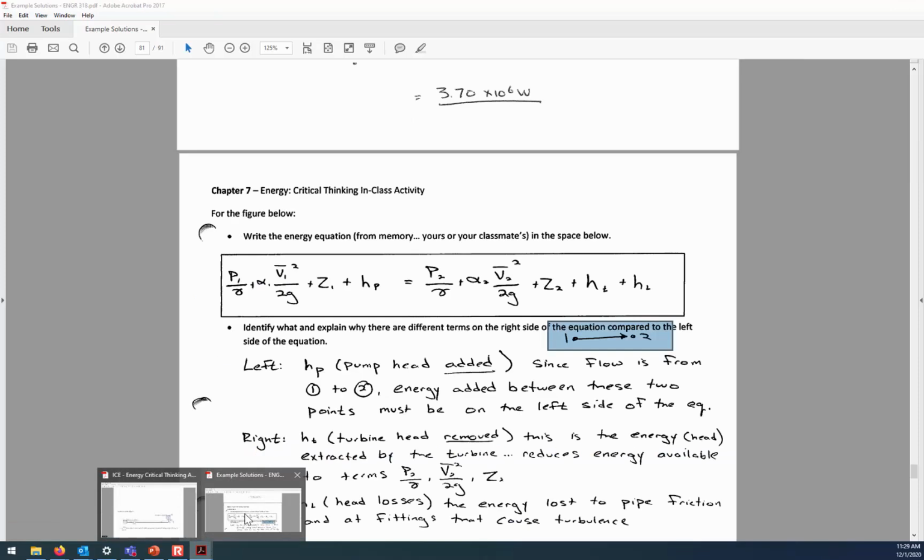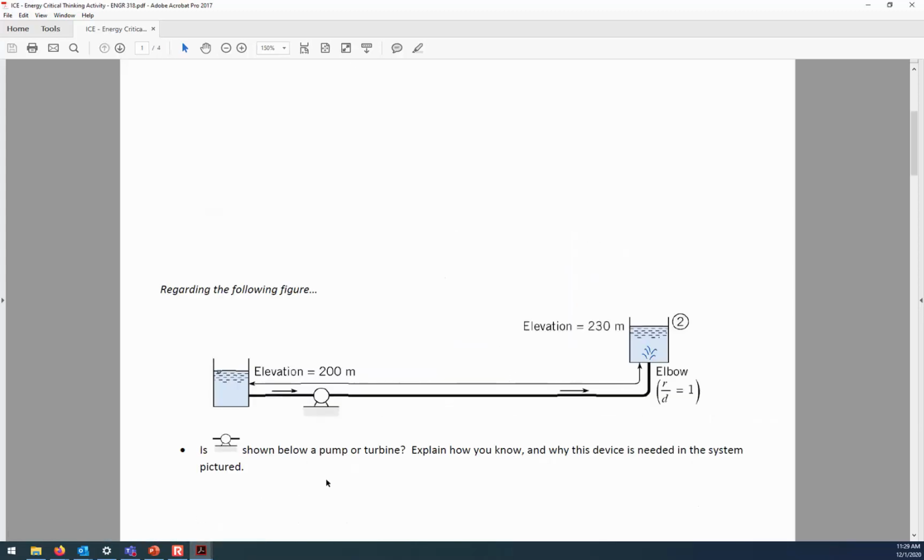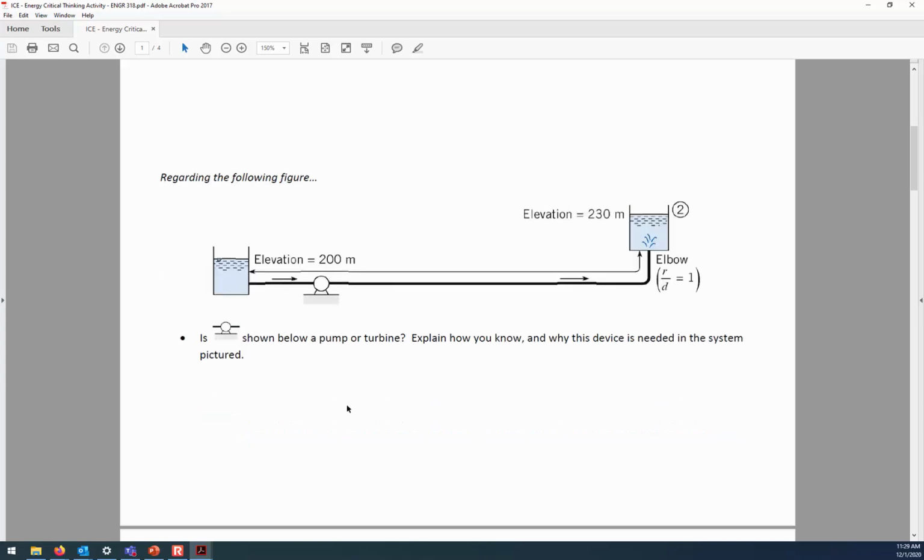So let's look at how that would be possible. You have to be adding energy through a pump to get 200 plus something equal to all that there is on the right-hand side of the equation, which is the elevation at 2, 230. And so the way that we know it's a pump is that otherwise the water wouldn't be able to get lifted up to that greater elevation. So it's a pump, and we can tell that just from the context.